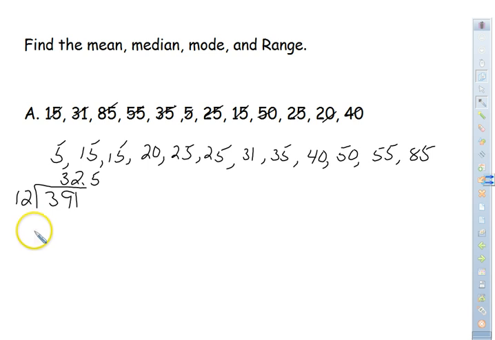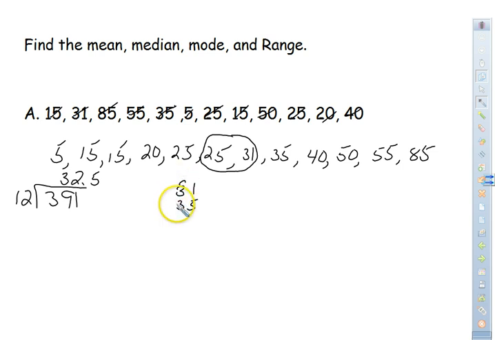Now for the median, our middle number, 1 2 3 4 5 6, and 1 2 3 4 5 6. So we're going to find ourselves that we have two numbers in the middle. So then you're going to find what lies halfway between those. So go ahead and add those together, which are 25 and 31.